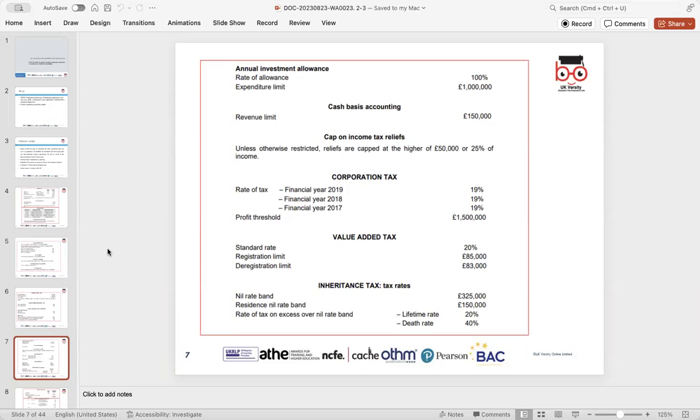Now, inheritance tax, which is payable on the estate of a deceased person. The nil rate band, which is the amount that can be passed on tax-free, is £325,000. Additionally, there is a residence nil rate band of £150,000, which applies when a property is passed on to direct descendants. So the rate of tax on the excess over the nil rate band is 40%, and the lifetime transfer is also 40%.